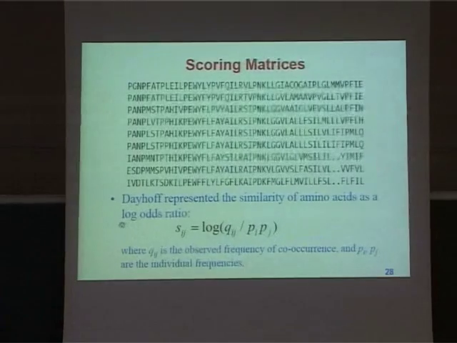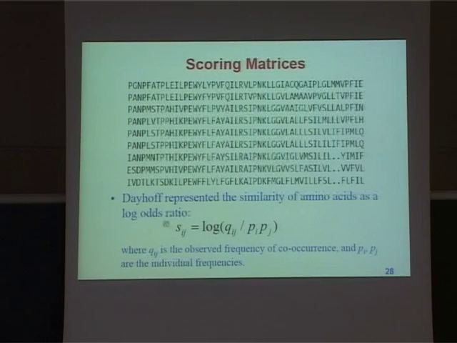And here what they compute is what is called the log odds ratio, okay? And the score is computed as this log odds ratio. So what does this mean? Here, Qij is the observed frequency of co-occurrence, okay? And Pi and Pj are the individual frequencies.